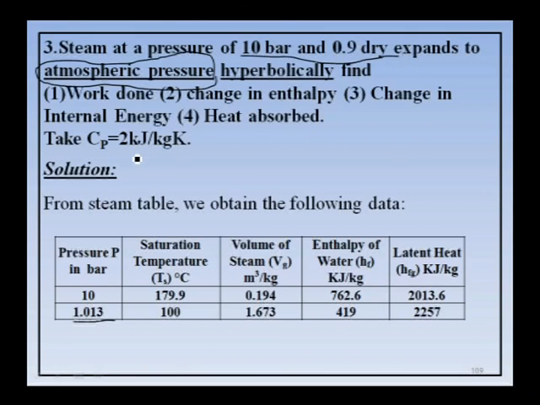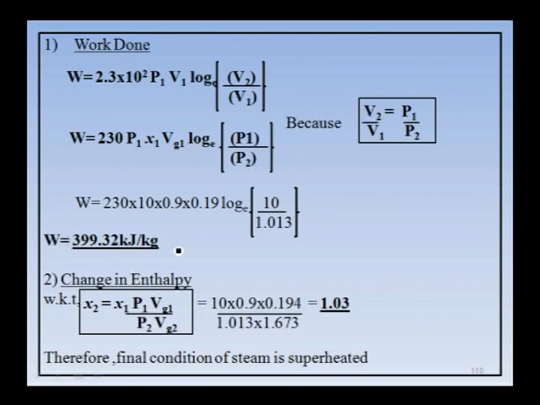So, Cp is given as 2 kilojoules per kg Kelvin. Initially 10 bar, 0.9 dry wet steam expands to atmospheric pressure hyperbolically. The final condition of steam is not known, only the pressure is known. We should find all this, right. First we take the values from the steam table for the initial pressure of 10 bar and the final pressure of 1.013 bar. All the values I have taken. Next we will find the work done first, or you can find the final condition of steam first, either one. So, first you will find the work done.